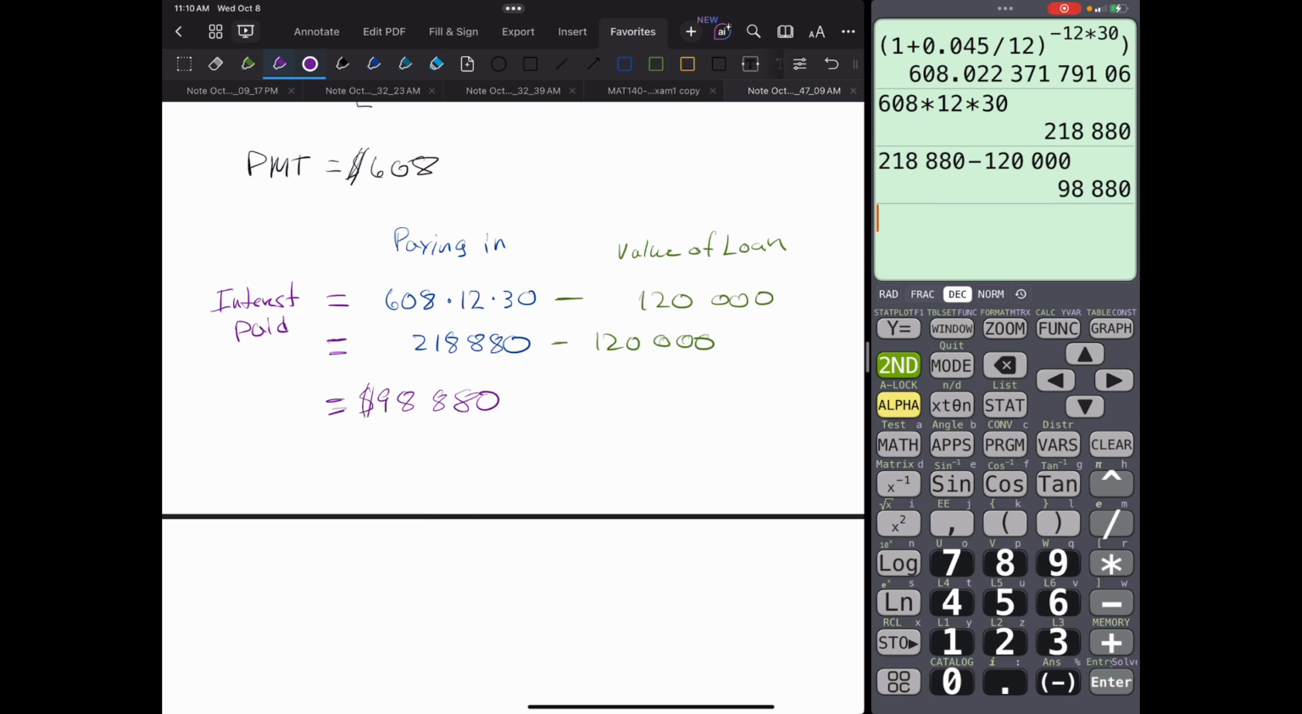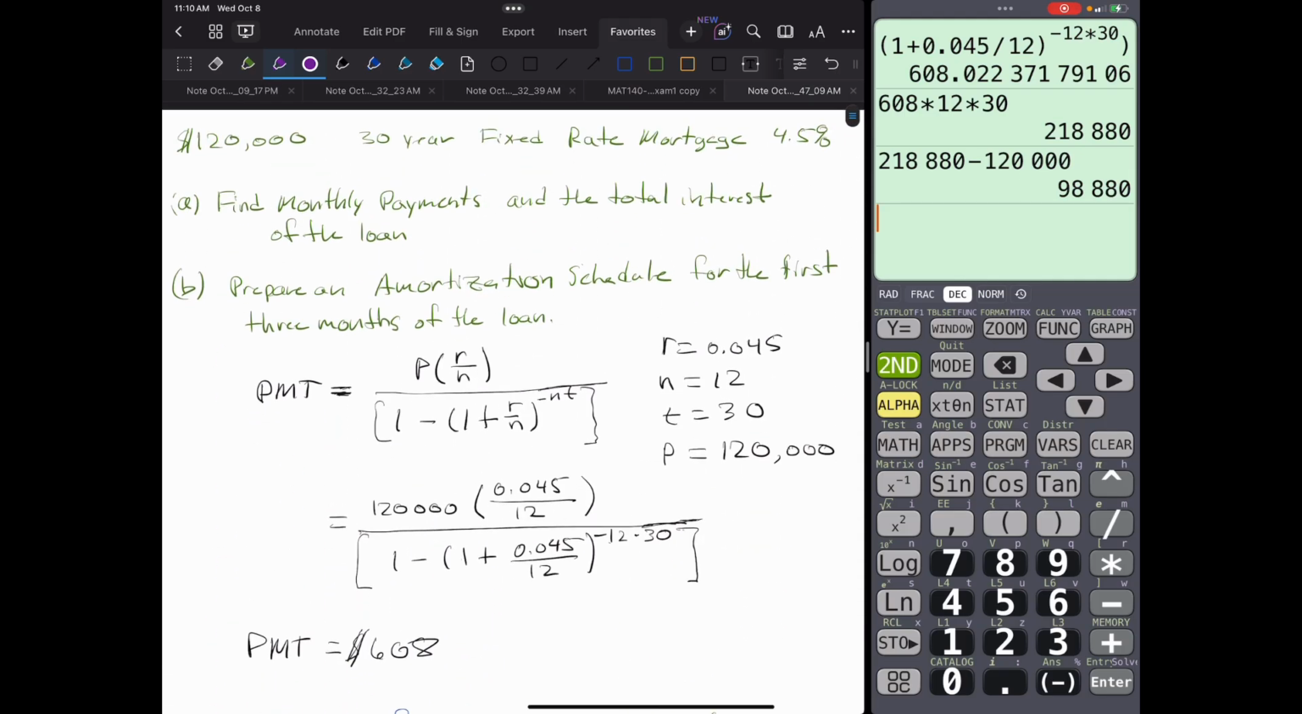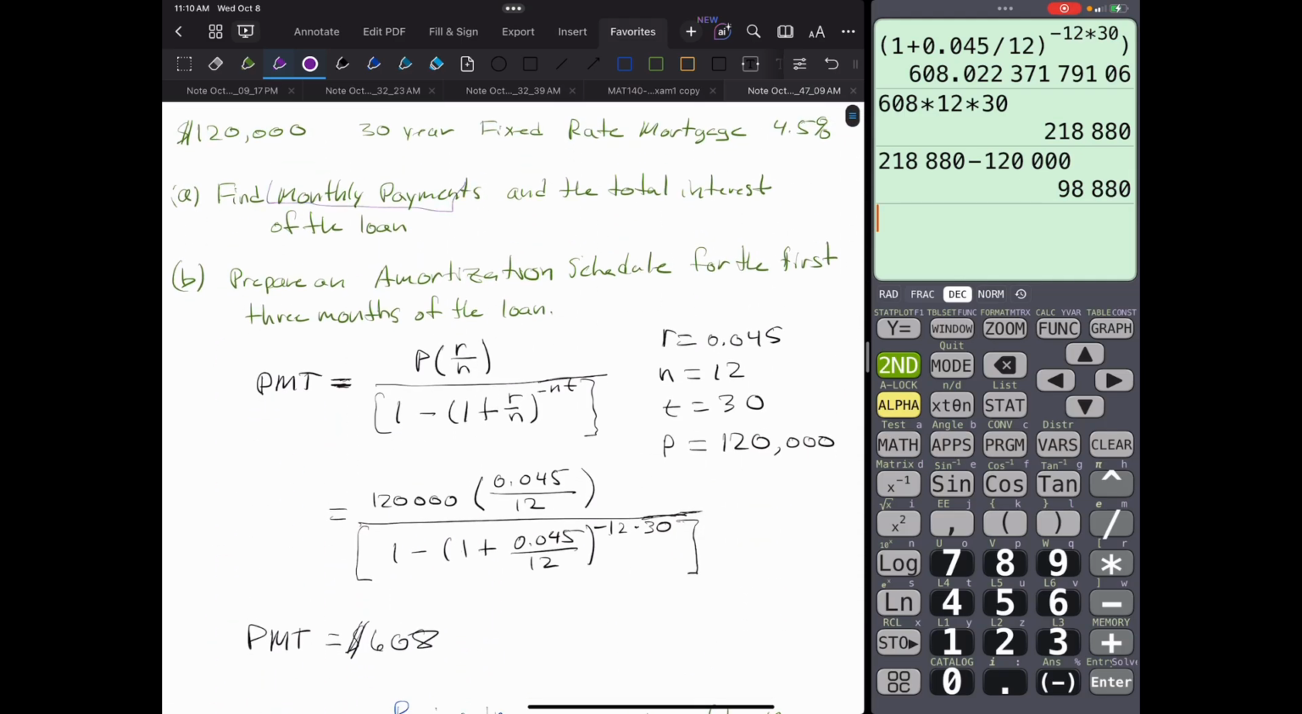Okay, well, let's take a look at, so that was part A. That gave me my monthly payments, and that gave me my total interest of the loan. So those were the first two values that we found there. And now we want this, oh boy, that's a big phrase, amortization schedule. I've also heard it called an amortization table for the first 3 months of the loan. Well, amortization table, amortization schedule, it basically means to describe how we pay off the loan.